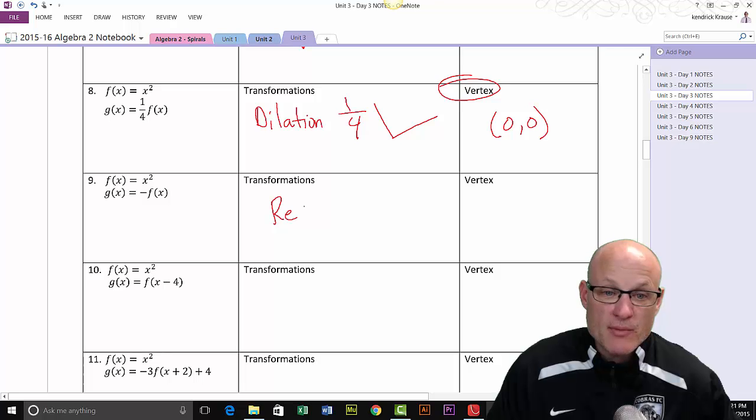Reflection. Why can I not write, guys? You know why? I need a new computer.